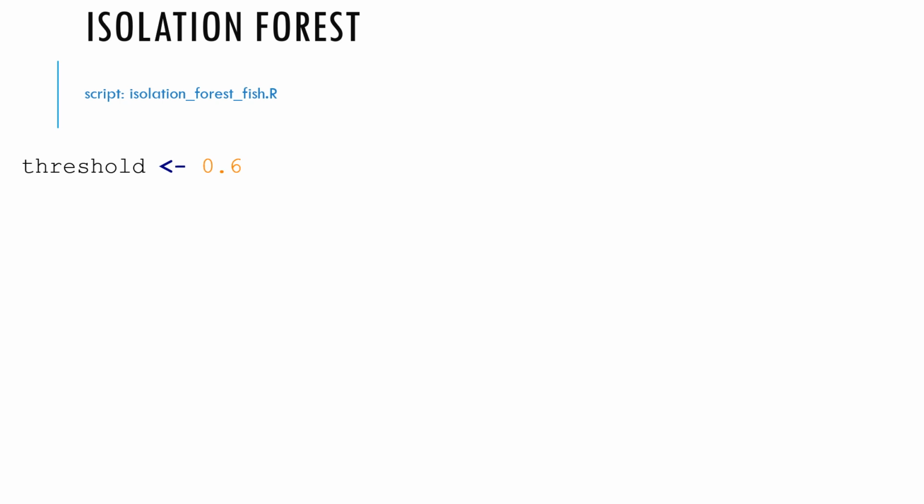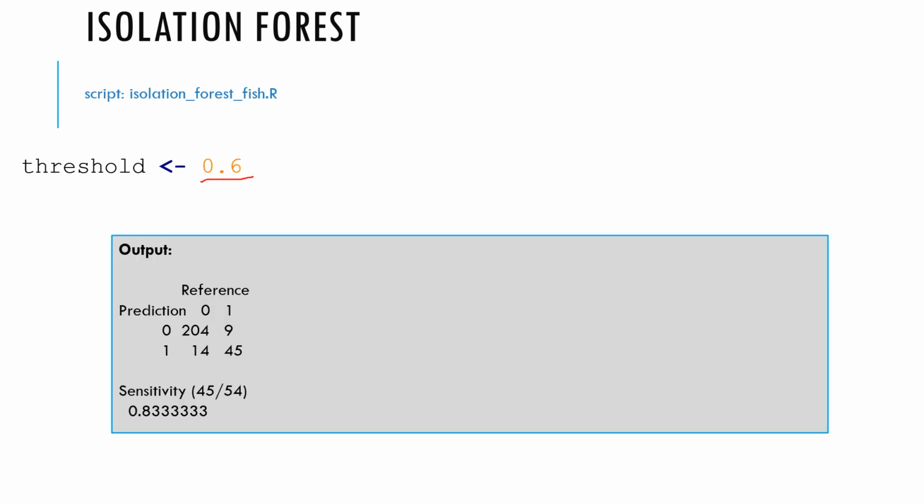One thing we can do to increase the performance of our model is to decrease the threshold. In this case, we can choose something like 0.6. If we do that, this time the sensitivity increased to 83%. This means that we were able to identify 45 anomaly data points out of the 54. On the other hand, the performance for the normal data points was reduced. In this case, we misclassified 14 normal data points.